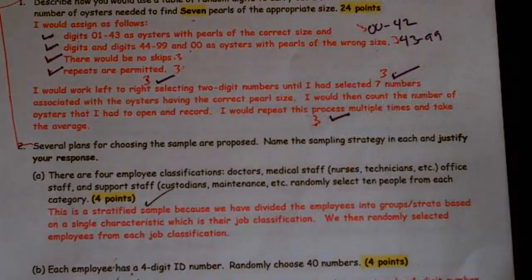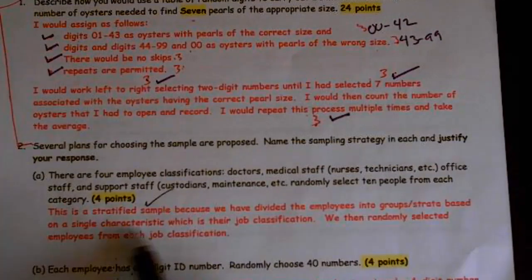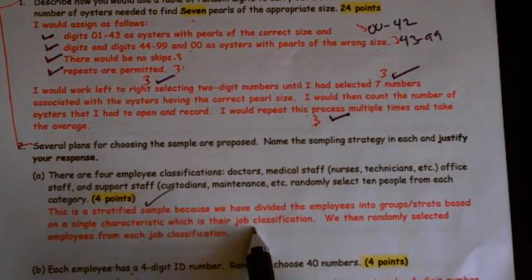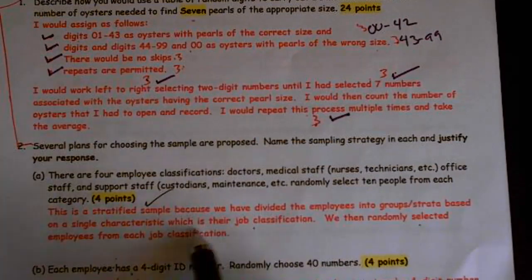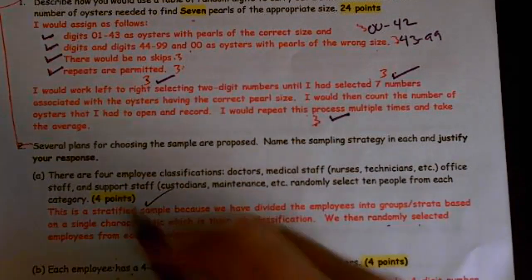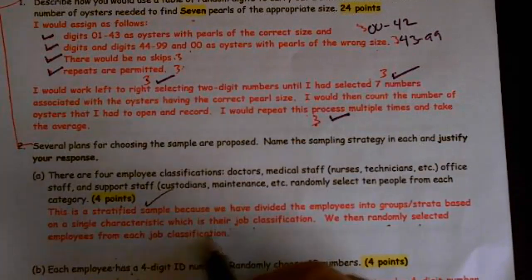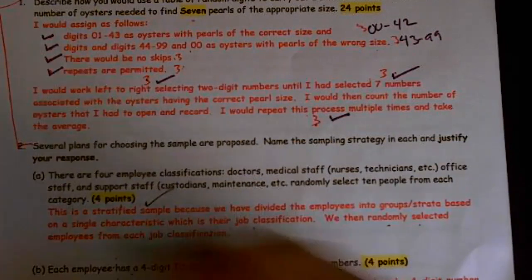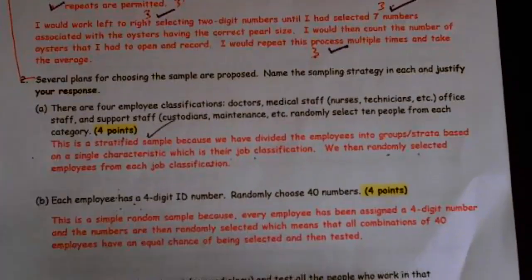But then we had to justify. How did we know that? And we know because we broke them into groups based on a single characteristic, which was their job classification. And then we randomly selected from each job classification. You had to have all of that. Say that we broke them into groups, then randomly selected from within. If you had all of that, that would be 4 points. 2 points for identifying it correctly, and then 2 points for the justification to get your 4 points. The next one, each employee has an ID, 4-digit ID, randomly choose 40 numbers.